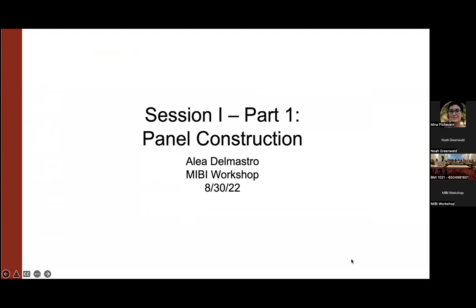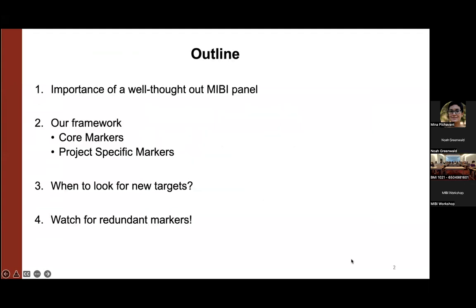Hi, I'm Alea, and today I'm going to be discussing how to construct a panel for MIBI or other spatial imaging techniques. So just a brief overview of the outline. First, I'm going to emphasize the importance of a well thought out MIBI panel. Then I'm going to go into our lab's framework, which primarily consists of having a core panel of markers and then having the project specific markers for your specific study. Then next, I'm going to discuss when you should look for new targets. And then lastly, I want to emphasize when to watch for redundant markers.